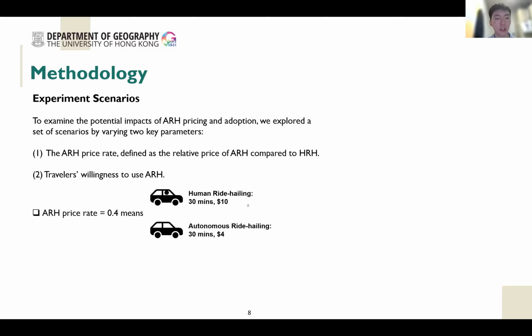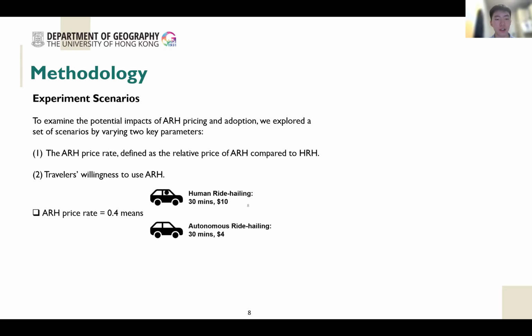Let me explain the first definition. For example, if the ARH price rate is 0.4, it means that if a human ride-hailing trip may cost you 30 minutes to reach the destination and $10, the autonomous one only costs you $4. So the $6 is the difference between these two modes.